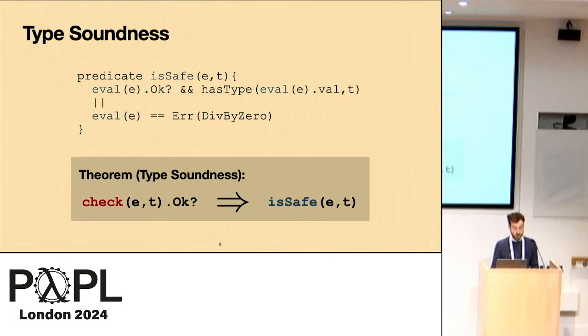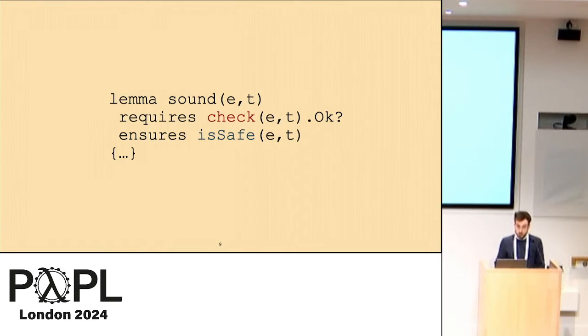And so the type soundness theorem that we're interested in proving here just says that when you run the type checker on E and t and you get back okay, then E is safe as a value of type t, i.e. it either runs successfully or it errors with an error we can't possibly catch statically. Cool? So to prove this in Dafny', we just encode it as a lemma with the precondition that check succeeds, and with the postcondition that is safe holds.